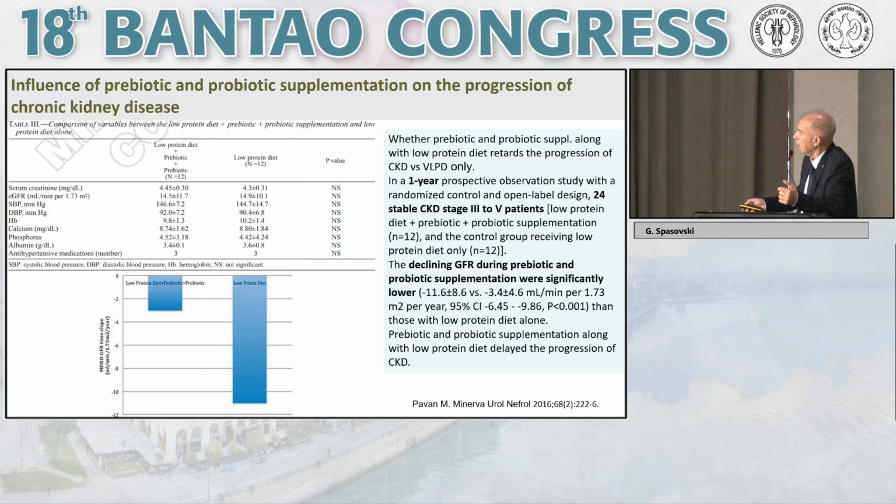As you can see here, at baseline there was no significant difference in biochemistry, but after the treatment, the low protein diet alone had a reduction of minus 11, compared to the low protein diet plus probiotic, where they lost only 3.4 milliliters per minute per year. So prebiotic and probiotic supplementation along with a low protein diet delayed the progression of CKD. Again, this is only a small pilot study, but it's good food for thought in addition to any other randomized trial.